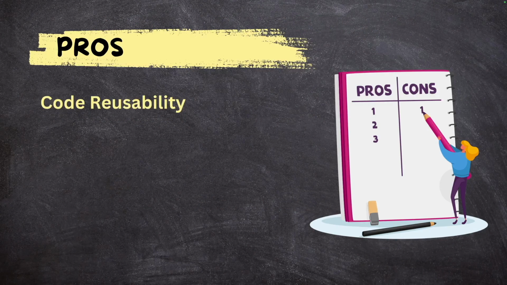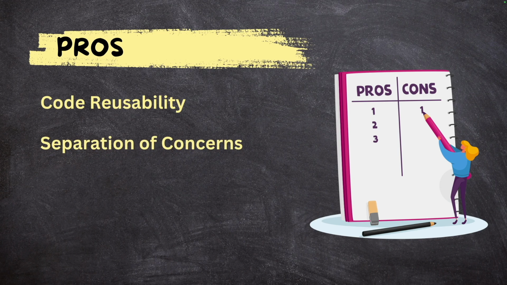So the first pro is the code reusability. Custom hooks allow us to extract and reuse the stateful logic across multiple components, and this actually promotes the DRY, which is the do not repeat yourself principle, and reduces code duplication. The next one is the separation of concerns, since we are encapsulating the logic into the custom hook, and this makes our components simpler and focused on rendering UI, as the majority of the logic is handled by the hooks.